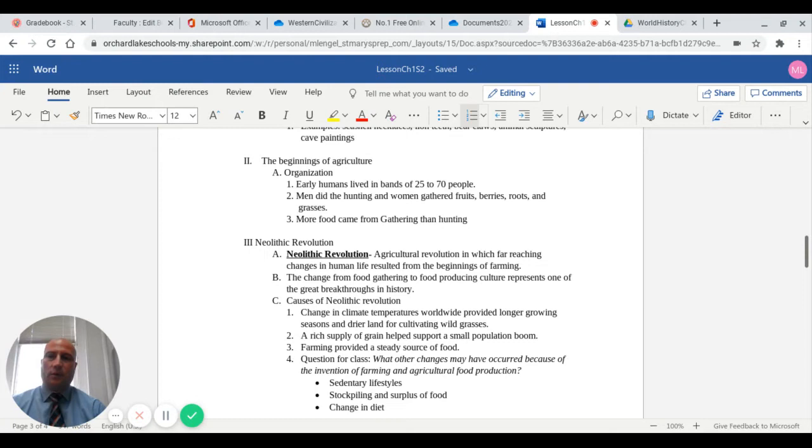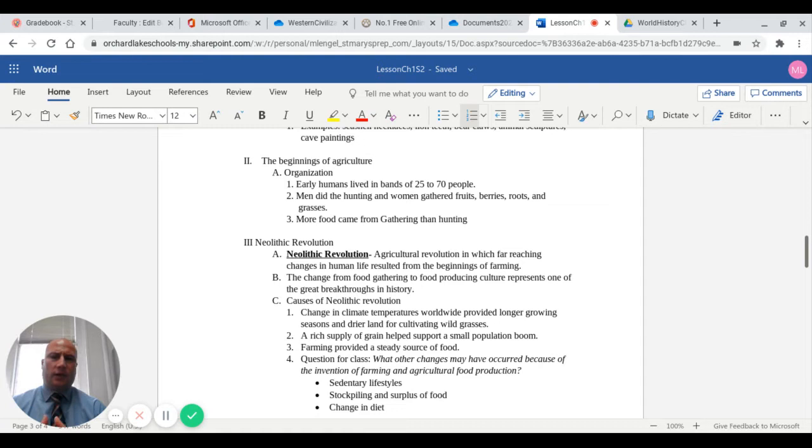Roman numeral 3 refers to the Neolithic Revolution. This is a very important happening right around 8,000 BC. The Neolithic Revolution is an agricultural revolution in which it caused far-reaching changes in human life because of the development of farming. The change from food gathering to food producing as a cultural practice represents one of the greatest breakthroughs in history. What we need to look at here in history class is what may have caused the Neolithic Revolution.